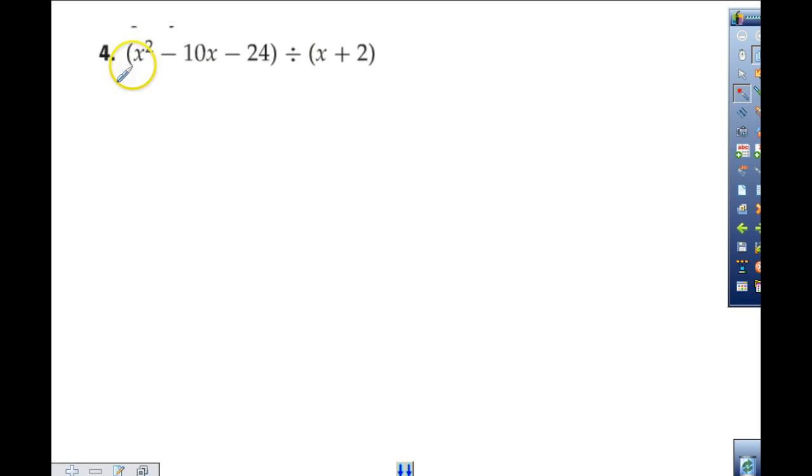So, what are my numbers I'm going to use? 1. Okay, so we got a 1 here, so I'm going to use 1. I'm going to use the negative 10, and I'm going to use negative 24. So negative's important. What about my divisor? What number am I actually checking here? Negative 2. Okay. How do we set up the spacing here?